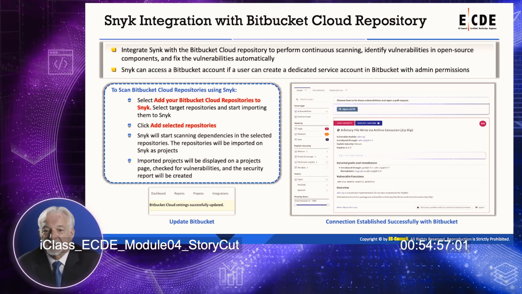Select target repositories and start importing them to SNCC. Click Add Selected Repositories to make that connection. SNCC will start scanning dependencies in the selected repositories. The repositories will be imported on SNCC as projects. Imported projects will be displayed on a projects page. They'll be checked for vulnerabilities, and the security report will be created at that time. So here on the left, we see updating Bitbucket and successful connection established with Bitbucket on the right.